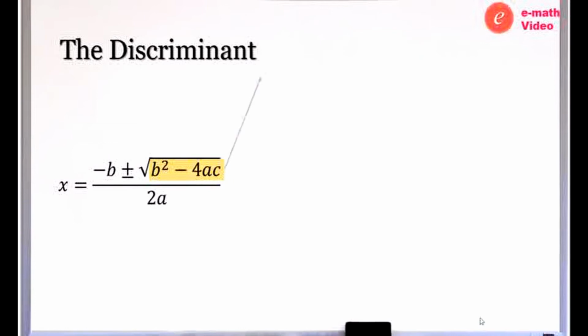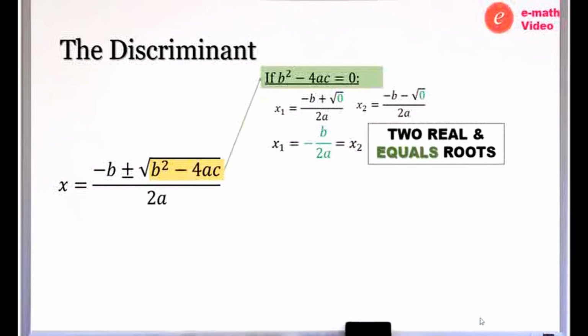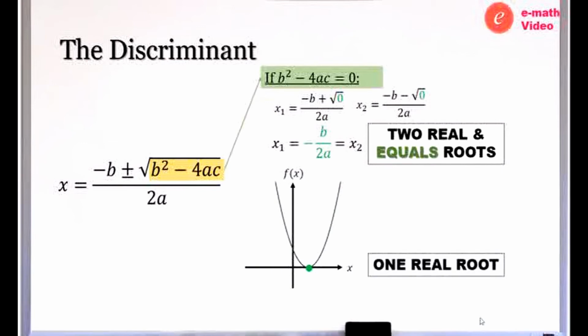If b squared minus 4ac is 0, because plus 0 and minus 0 both mean nothing, the two solutions that we get will be the same. Do you see any i here? No, right? So it's a real number. Therefore, we call this 2 real and equal roots. If we plot the graph in the real world, we can see that the graph only touches the x-axis at one point. This is why sometimes we call it 1 real root.